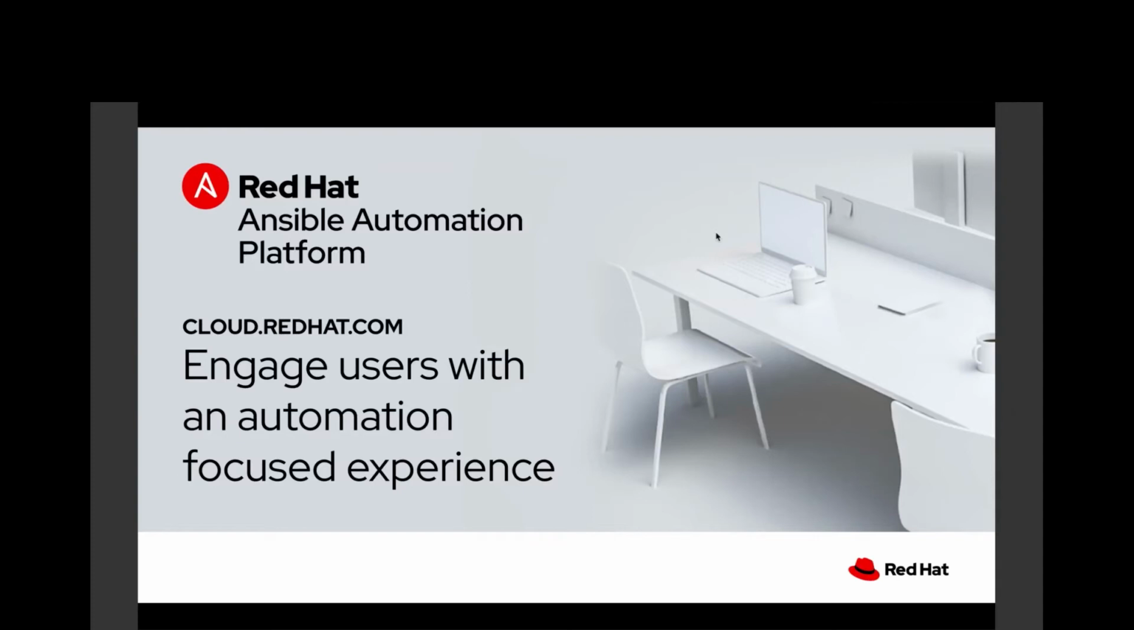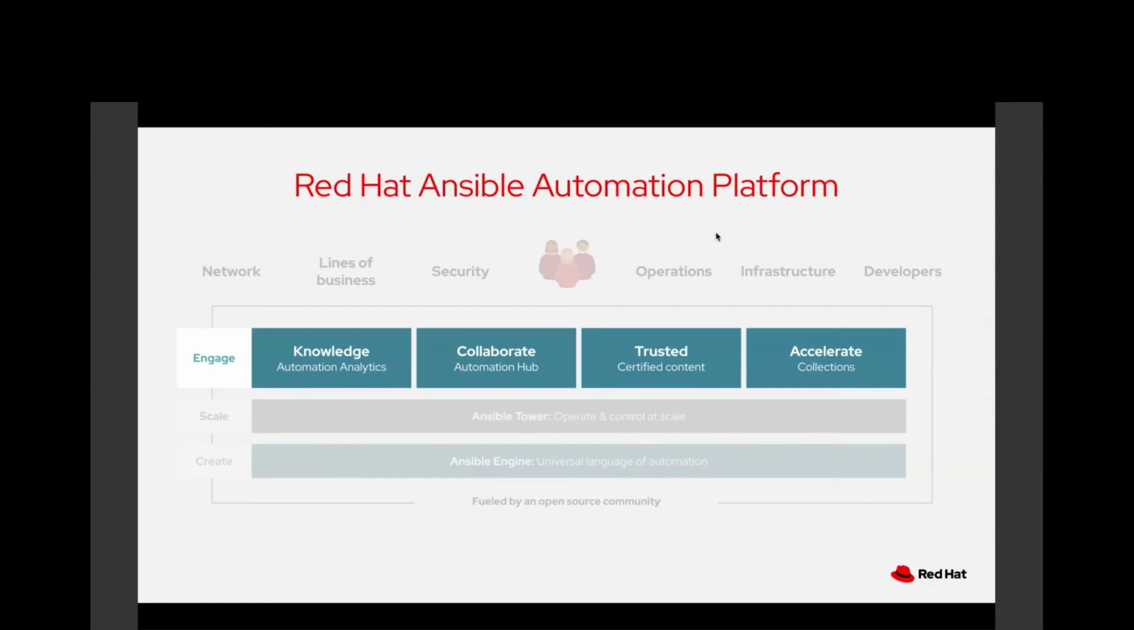So we created this next layer, and we're hosting this as software as a service on cloud.redhat.com. Let me jump into these. We want to gain knowledge around automation, right? That's automation analytics. We want to collaborate. That's Automation Hub. Those are two different software as a service offerings on cloud.redhat.com. And then we have this idea of collections. A collection is content, and content refers to what we talked about in the engine part. Content refers to plugins, modules, and playbooks in the form of what we call roles.